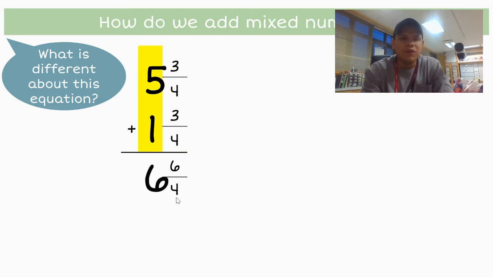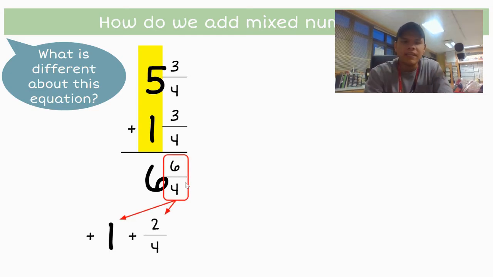Now 6 and 6/4, whoa. That's a whole number plus an improper fraction. That's not a mixed number. A mixed number has a whole number and a fraction. So what we need to do is take this 6/4 and break it apart. We are going to make it into one whole plus 2/4. If you're not sure how to do that, go back to the previous video on how you can rename improper fractions to mixed numbers. So 1 and 2/4 is the same as 6/4. And don't forget, you need to add it to your whole. So 6 plus 1 plus 2/4.